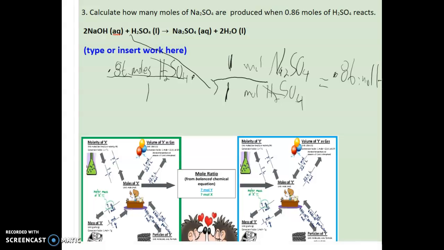Let me check real quick. I can see now that some of it cut off, so I'm going to write it down here. 0.86 mole H2SO4. And even some of that may have gotten cut off. But 0.86 moles, just this times 1 divided by 1 times 1 is going to be the same number. Sweet.